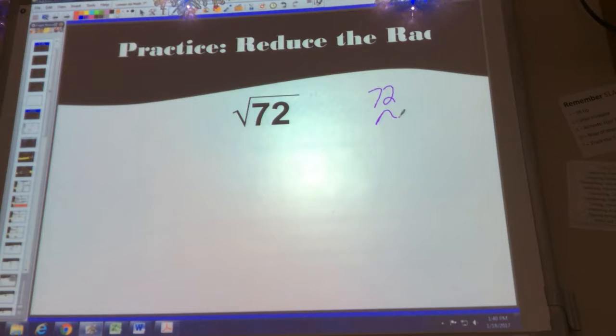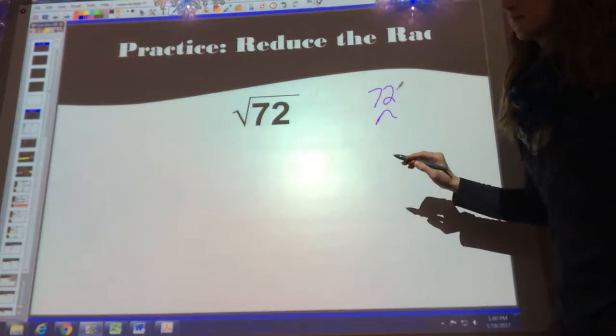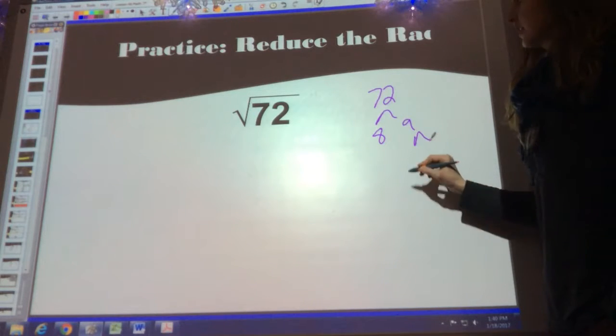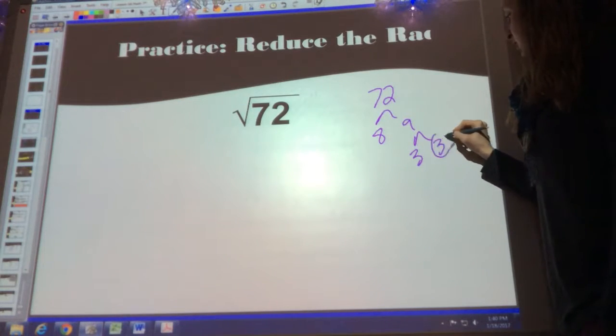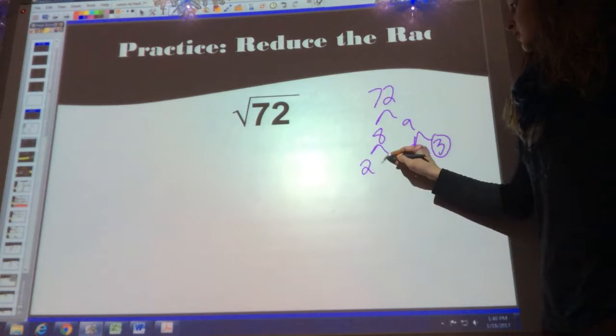So the square root of 72. What times what equals 72? 8 times 9. Very good. What does 9 equal? 3 times 3. We can circle those because those are our prime numbers. What does 8 equal? 2 times 4. Very good.